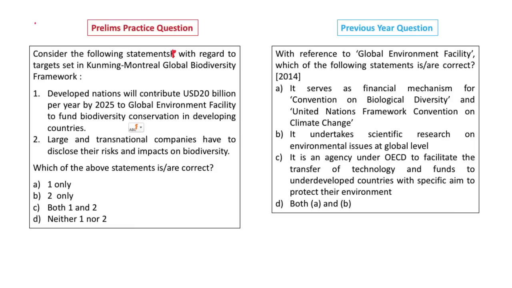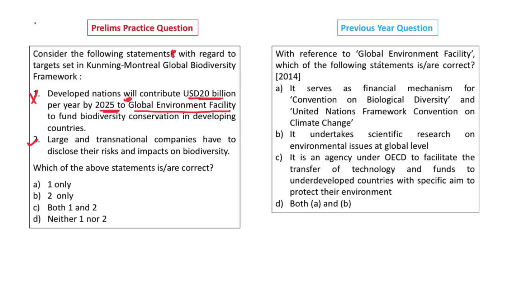Developed nations will contribute 20 billion US dollars per year by 2025 to Global Environment Facility to fund biodiversity conservation in developing countries. See, this is partly true. It is correct that this has a provision for financial flow to developing countries from developed countries, and there is a target of 20 billion USD per year by 2025, but there will be a separate instrument created for that. It will not be Global Environment Facility to which the money will be flowing. So the statement is incorrect. Large and transnational companies have to disclose their risk and impact on biodiversity. It's a benign, correct statement.